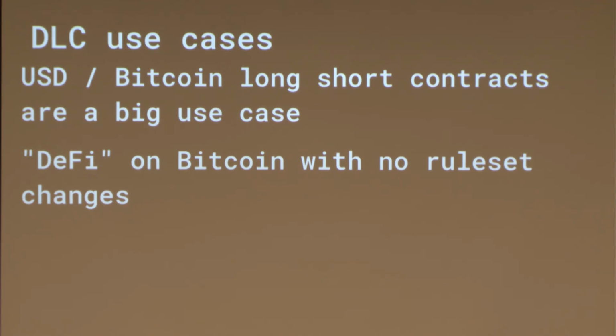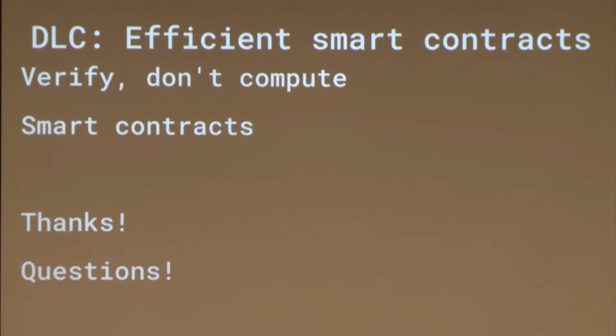So that's, I guess, the idea of DeFi. So this is kind of a fun DeFi on Bitcoin with no rule set changes. So it doesn't need any new blockchain, doesn't need any new soft forks or any new proofs or anything. So it's usable. It's certainly more limited than something like Ethereum, where you can do lots of contracts. But it does allow a lot of contracts on Bitcoin. Yeah, so that's the general idea of discrete log contracts. Verify, don't compute. But it is, I would say, smart contracts.